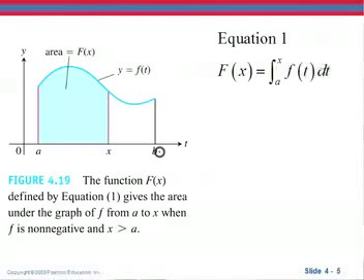Now, this is equation 1 from this section. If we have a function capital F of x, and that capital F of x is the integral from a to x of f of t dt, then we've got the area that you see in blue here, the area from a to x of f of t dt. That is capital F of x, the area under the graph from a to x, where f is non-negative and x has to be bigger than a.